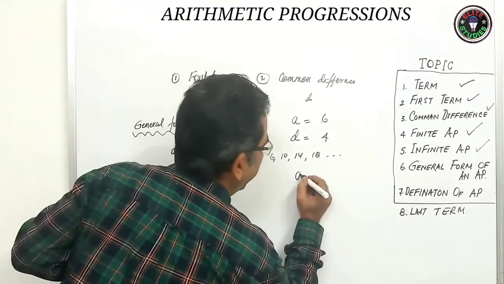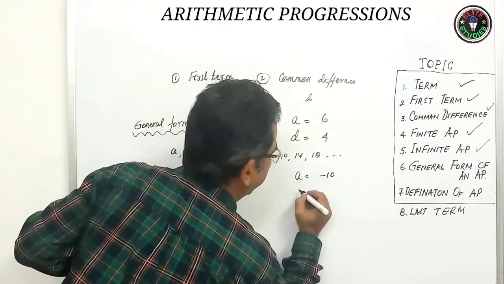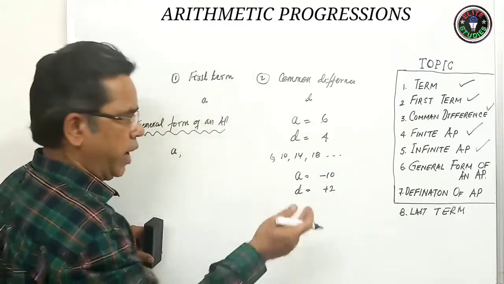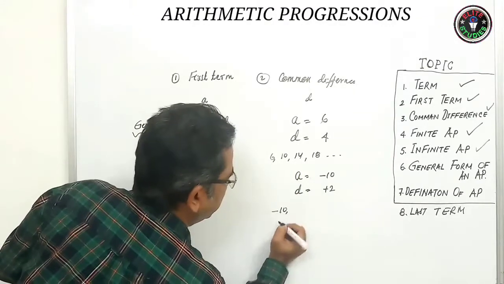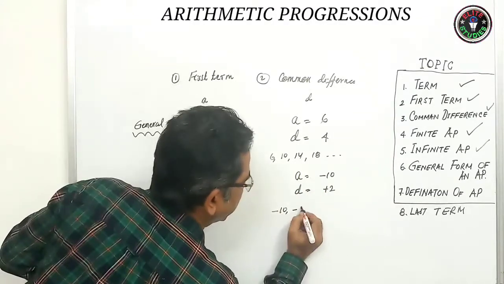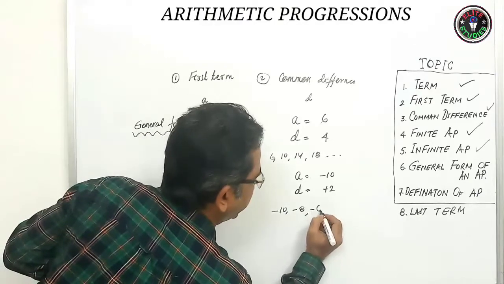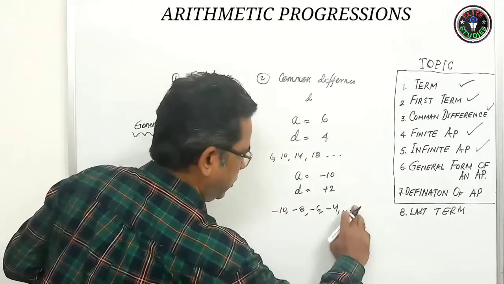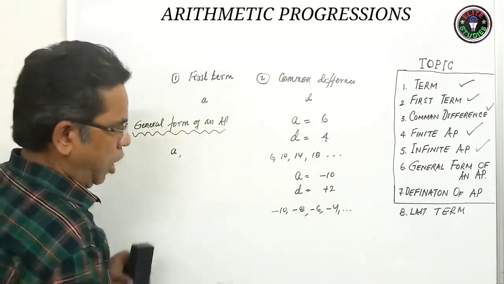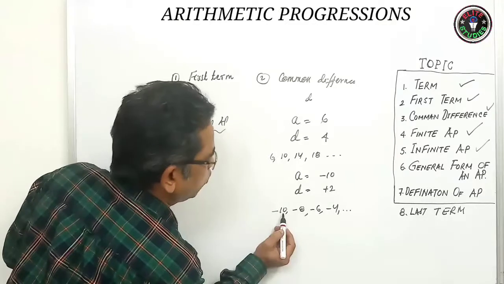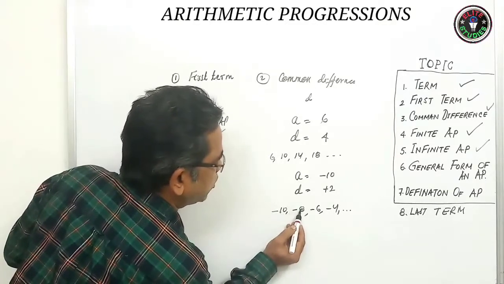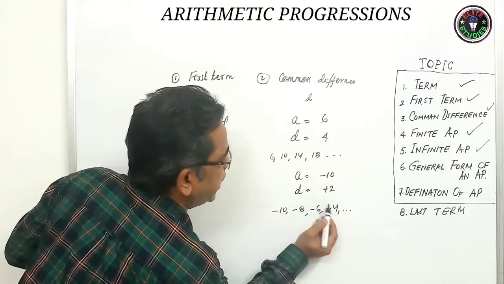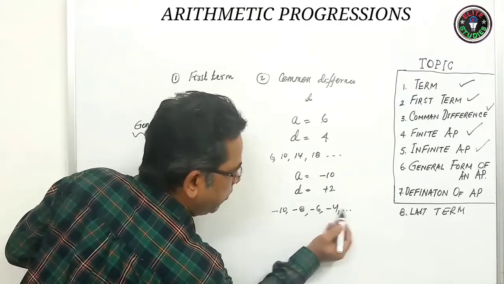Suppose a is equal to minus 10 and d is equal to plus 2, how will you write it? a is minus 10, and you add 2, it will be minus 8. Add 2, minus 6. Add 2, minus 4, and so on. So how are you getting these successive terms? To the first term you add plus 2 and get the second term. You add d here, you get the third term. You add d here, you get the fourth term.